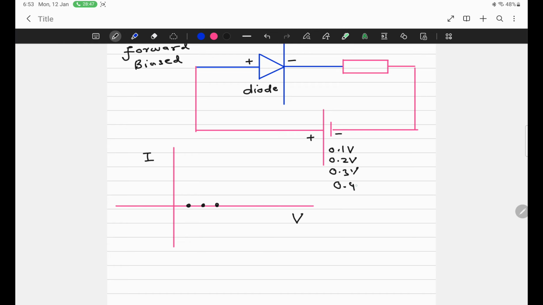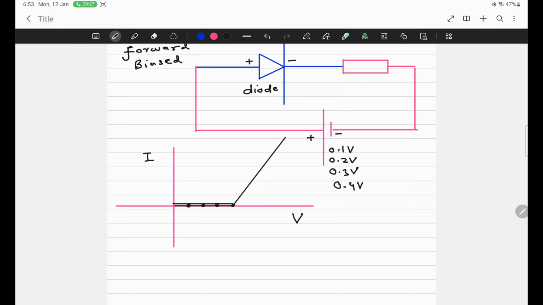But at a certain voltage, now the diode is ready to pass current. After this certain voltage, the diode starts passing current. So the behavior of the diode is this. If you apply very low voltage, the diode does not pass current. If you gradually increase the applied voltage, then at a certain voltage it starts passing current. So the graph is like this.